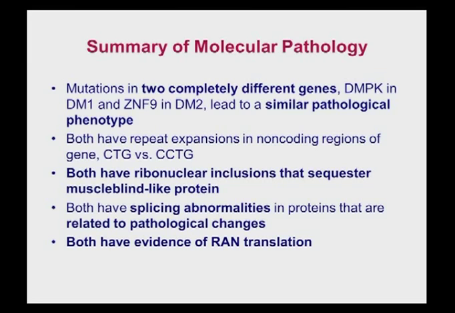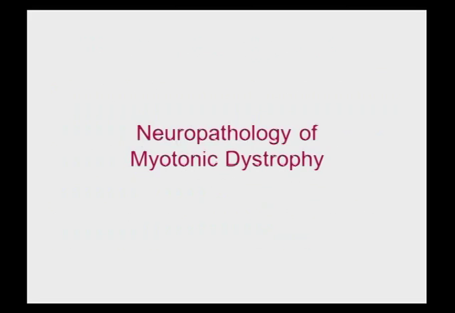They both transcribe these sequences of CCUG or CUG, and they are capable of sequestering this muscleblind-like protein. And that leads to the splicing abnormalities that appear to be the major cause of pathogenesis. However, both forms of the disease do have evidence of this RAN translation. So whether or not that plays a significant role in pathogenesis, I think, is still somewhat open to question.